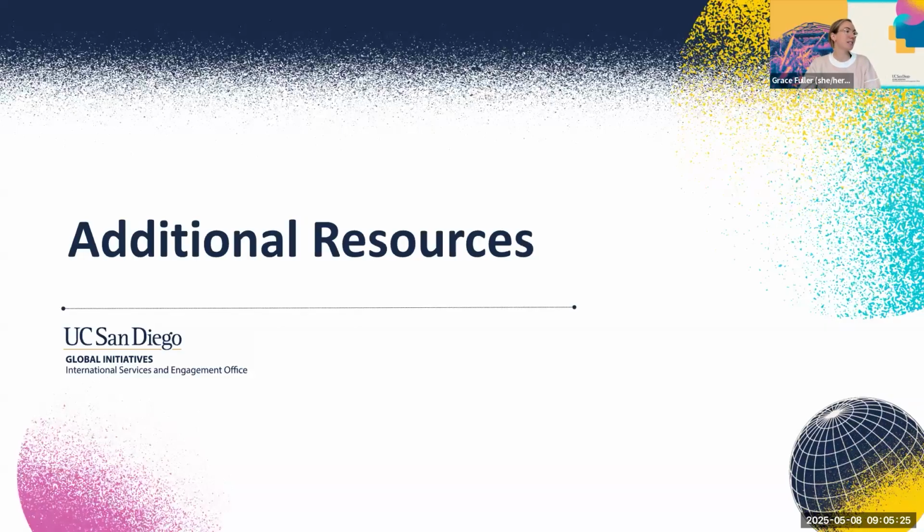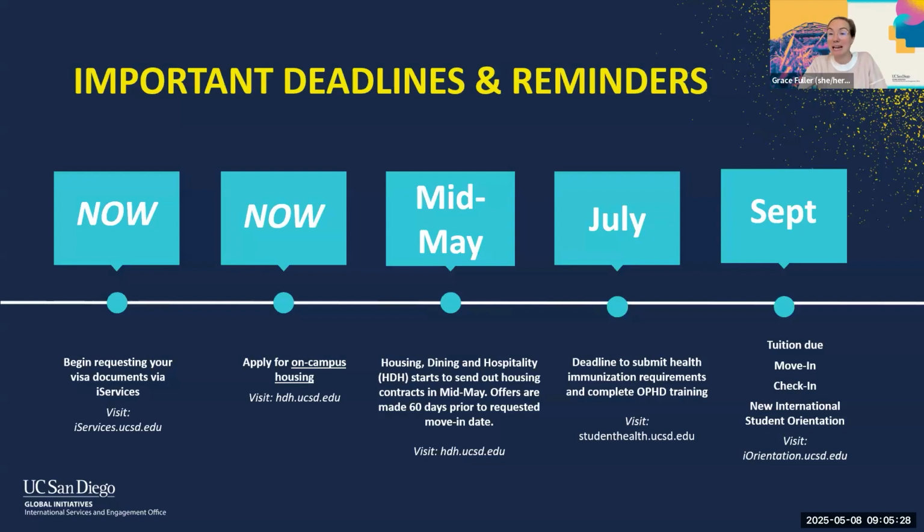Okay, so some final additional resources. As a reminder, there are a couple things that you can start doing now. For example, begin requesting your visa documents through ICE services, applying for on-campus housing. Do know that if there is a little bit of a delay between when you apply for on-campus housing and hear back, that is totally normal. You can reach out to our colleagues in housing, dining, and hospitality, or HDH, as you'll often hear it referred to. Just a heads up, UC San Diego is a very large campus with a lot of offices and a lot of acronyms. So if at any point you hear acronyms being thrown around and you're like, what does that mean? Please ask, because it's a lot and it's really overwhelming when you're first beginning to join UC San Diego.